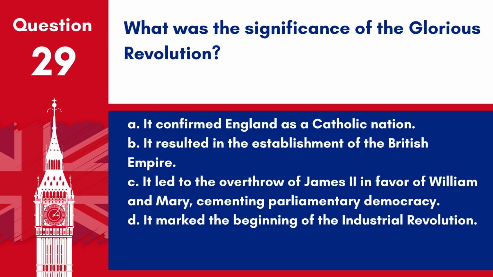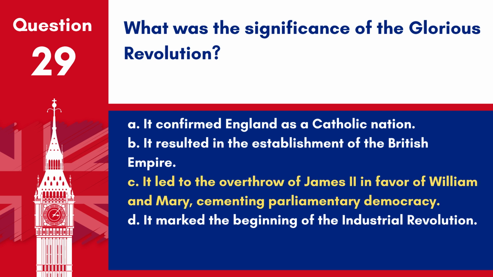Question 29. What was the significance of the Glorious Revolution? A. It confirmed England as a Catholic nation. B. It resulted in the establishment of the British Empire. C. It led to the overthrow of James II in favour of William and Mary, cementing parliamentary democracy. D. It marked the beginning of the Industrial Revolution.